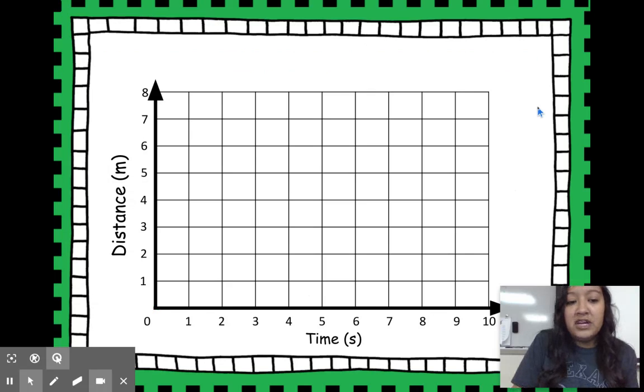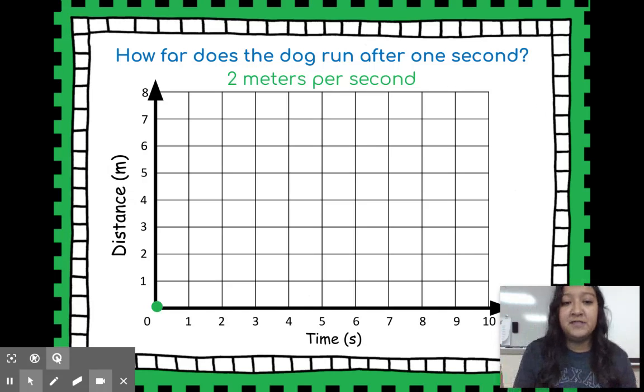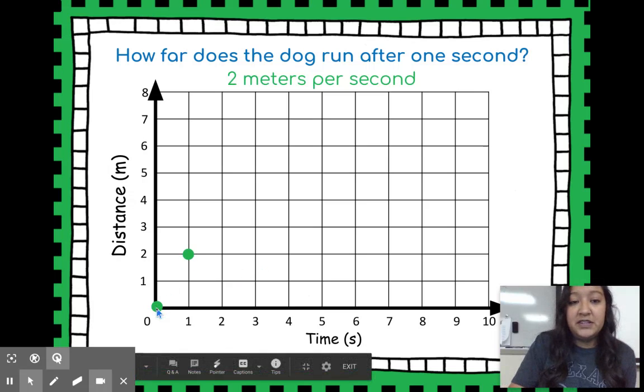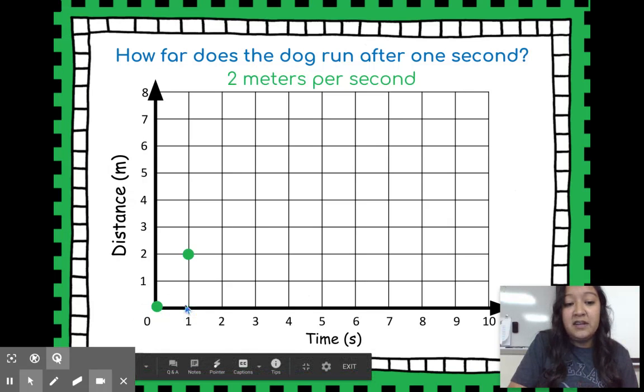So where would our next dot be after 1 second? So the dog is going at a constant pace, 2 meters per second. So what's the ordered pair for the next dot? So here's where our next dot would be. If the dog started here at 0, the origin, and if the dog ran 1 second, that means we would scoot over 1 second. So if it runs 2 meters per second, that means after 1 second, the dog went 2 meters. So that's where our next dot would be.